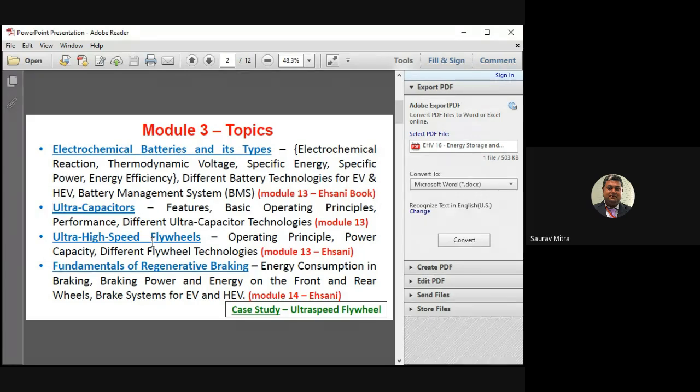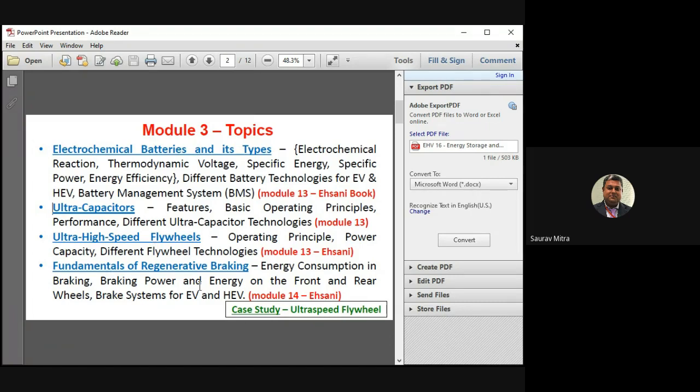So whenever the engine stops, the flywheel keeps on rotating the engine because of its inertia, and after a certain time again the engine is started. So between this pause, whenever the engine is paused, the flywheel keeps on generating the power which keeps the engine on. So what are the different kinds of flywheels? We will see what is the operating principle, what is the power capacity, different technologies, and all those things.